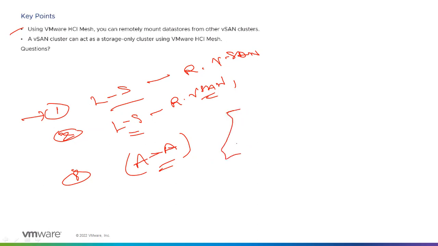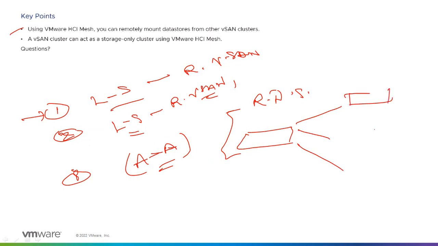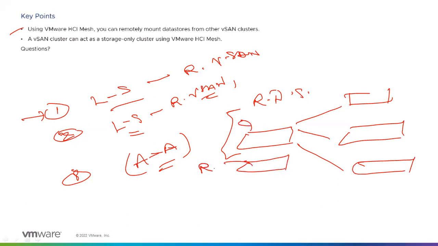And how many remote datastores can be mounted? That's the important point. So one cluster can borrow from multiple clusters. That's a good thing, right? It's not only like you being a client accessing the remote datastore from one cluster; you can leverage multiple clusters. How many? 10. 10 remote datastores can be mounted on a single cluster, okay? That's a good thing.